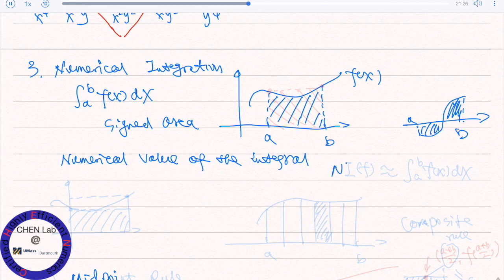We're going to use NI, N for numerical, I for integration, to denote this. This is to approximate the integral from a to b of f of x dx. We're going to talk about a few choices to do that, right?